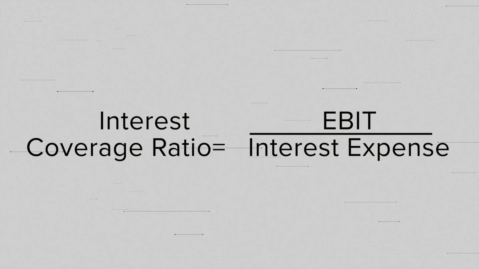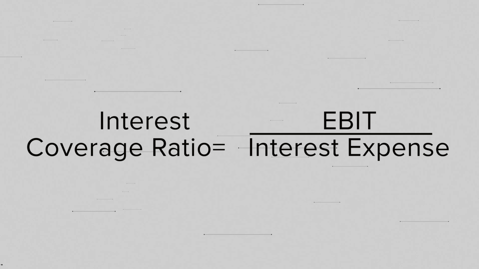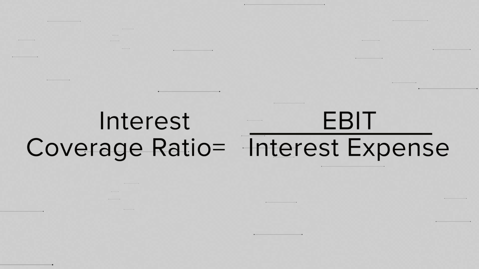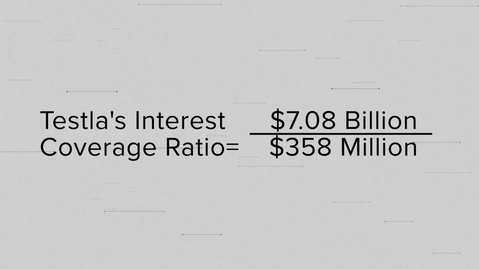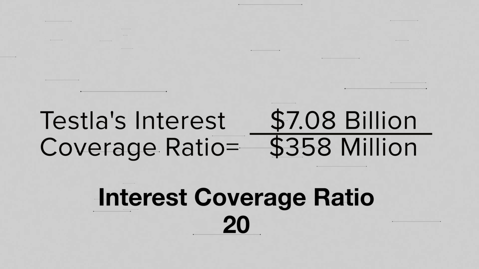Up next, we have our interest coverage ratio. In that, we take our EBIT, or earnings before interest and tax, divided by our interest expense. This shows how easily you can pay your interest from operating income. A ratio below 2 is a red flag. It means you're barely covering your debt costs. Tesla's EBIT is $7.08 billion and $358 million in interest expense. Therefore, the interest coverage ratio was 20, more than enough to cover any sort of interest expense.